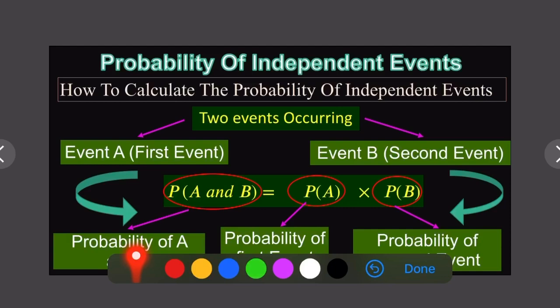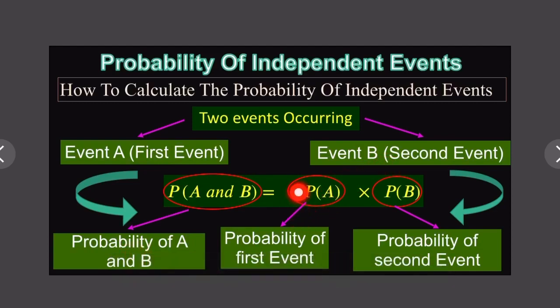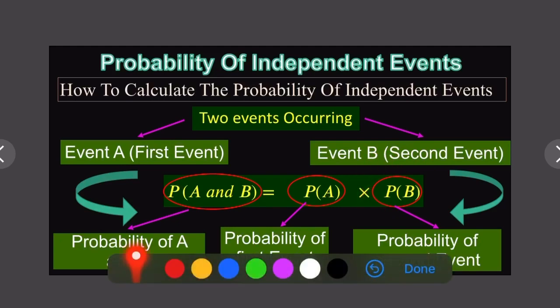So, the probability of two independent events A and B is the probability of A times the probability of B, which is the second event. So, the first event times the second event.